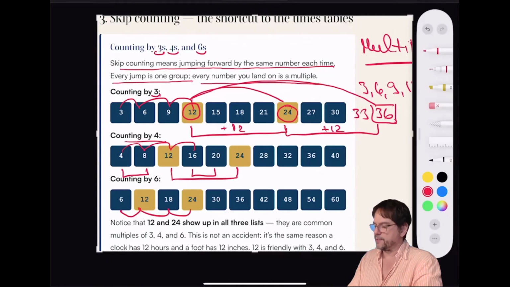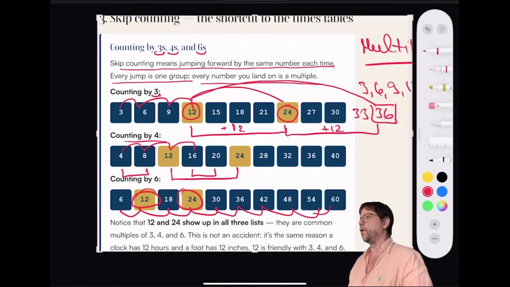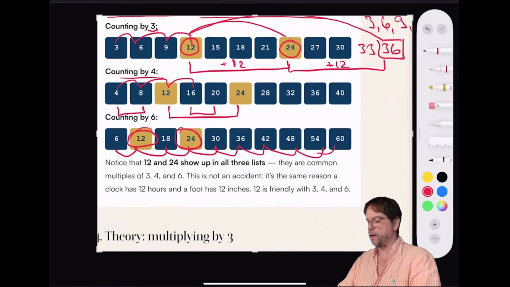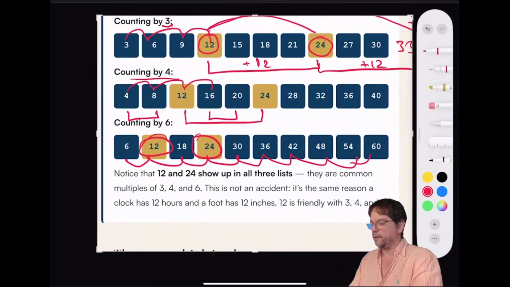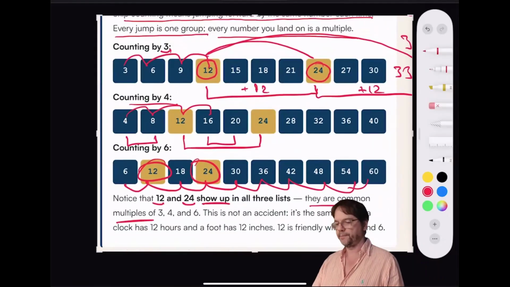Here, I'm going from 6 to 6. Is that okay? He marked, for some reason, 12 and 24. So you know, of course, what a multiple is. Notice that 12 and 24 show up in all three lists. They are common multiples. This is very important.